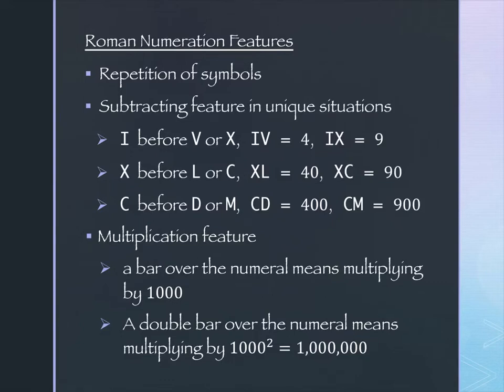Promise we'll do examples, but those are the 2 features that allow their system to create compactness, right? Fewer symbols, not as much repetition, getting larger values. All those kinds of things are able to be achieved by these 2 properties.